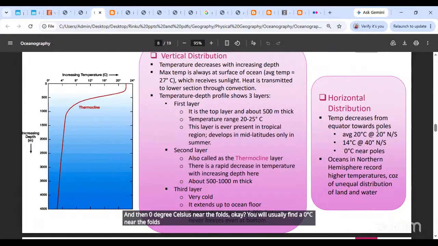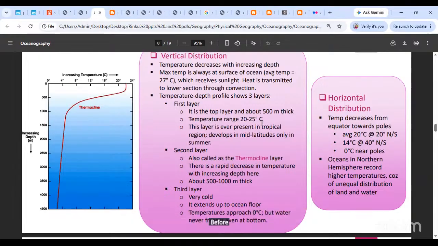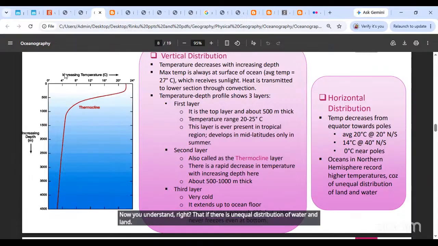Please remember, oceans in the northern hemisphere will always record a bit higher temperatures because there is more land present over there. So the heating will obviously be a little higher. Okay, this is good. Now you understand, right, that if there is unequal distribution of water and land, then obviously it is going to affect the water beside it.